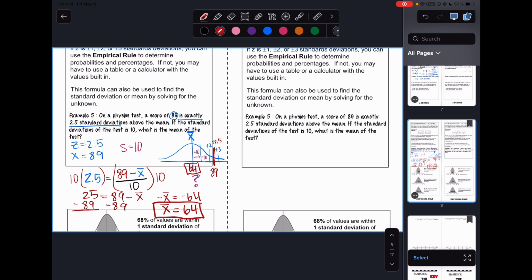How did I get the standard deviation? It told me so. Right here. Right?